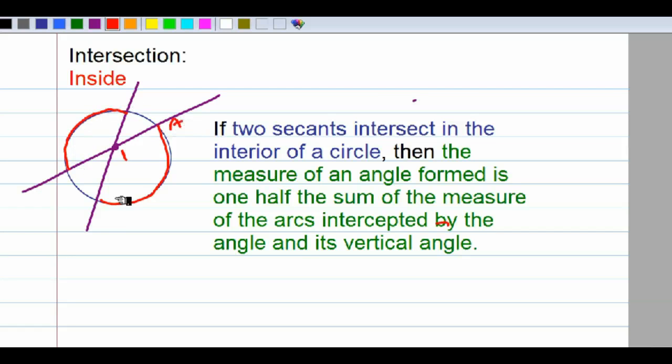So if we call these points A, B, C, and D, we can say the measure of angle 1 is equal to 1/2 the sum of arc AB plus arc CD. So if they intersect inside, 1/2 the sum of the two. Let's do an example.